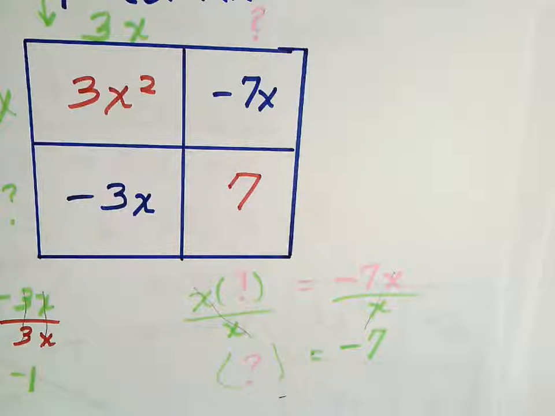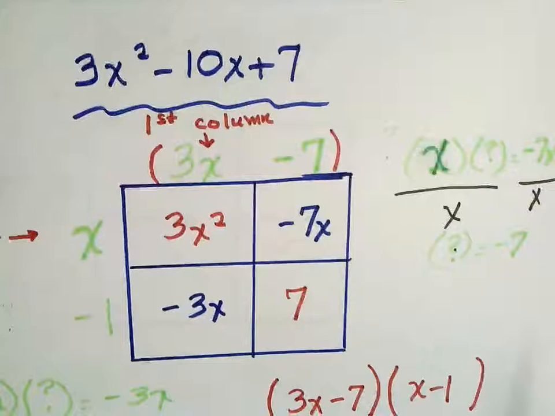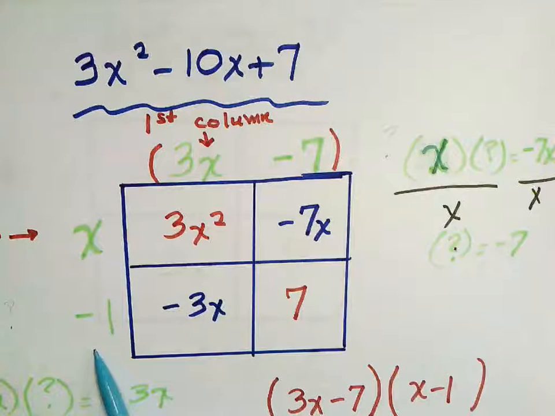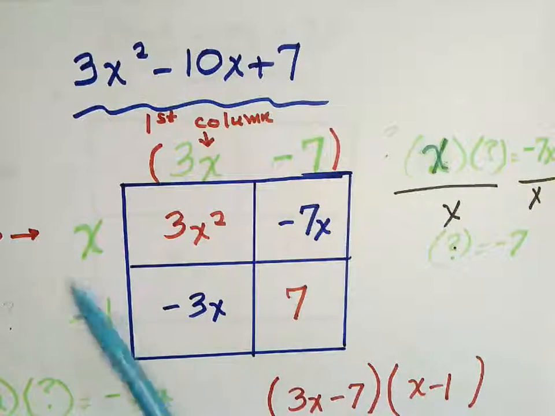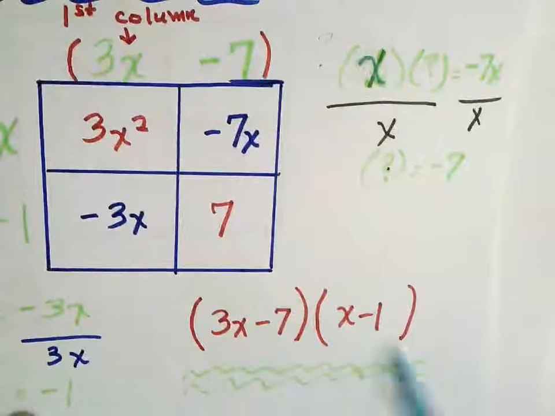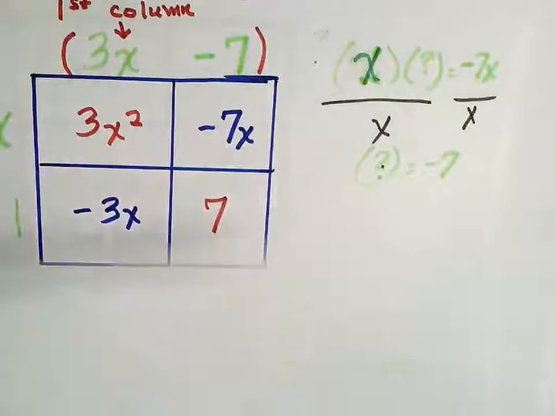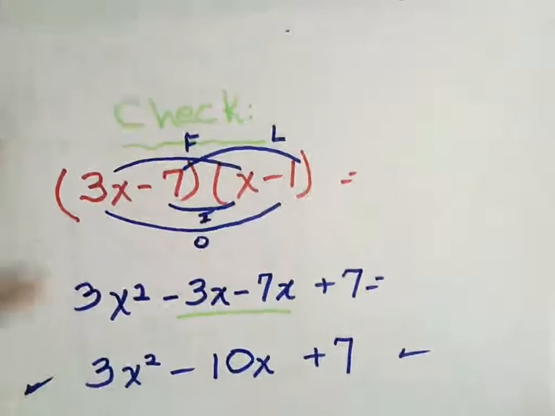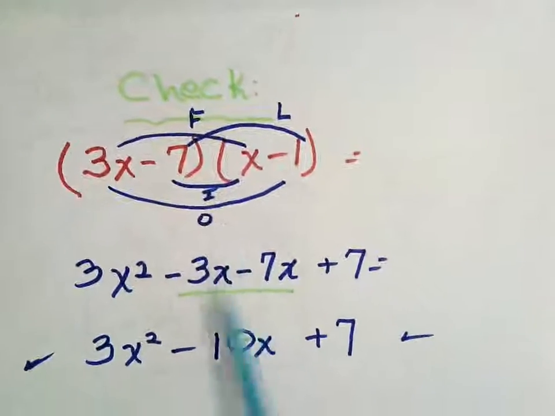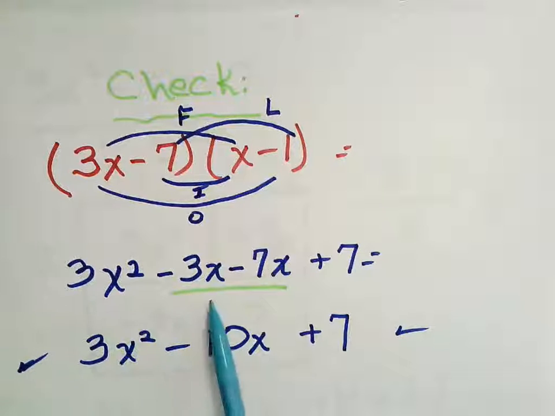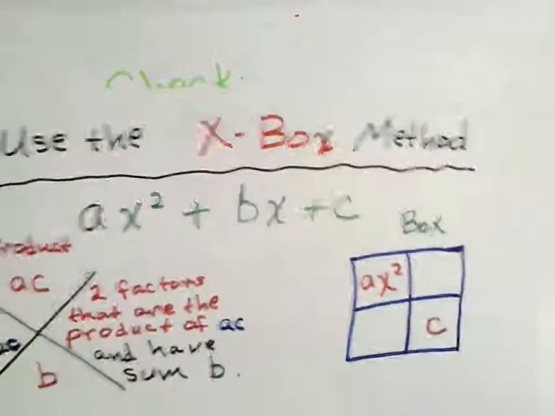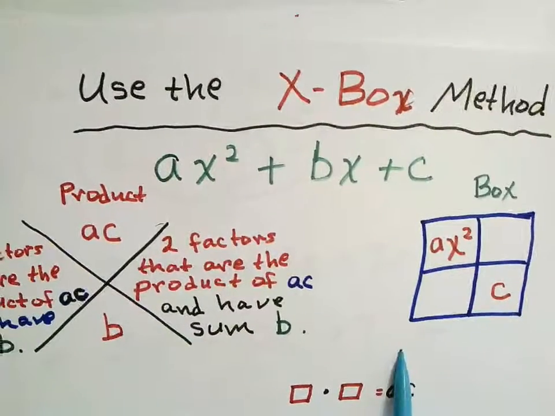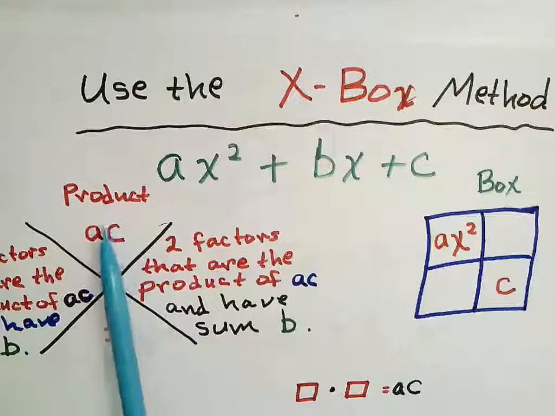So I'm going to put these in the places of the question marks. When I put them in the place of the question marks, you see I'm going to have an x minus 1 here. I'm going to have a 3x minus 7 here. And at the top, we have a binomial. On the side, we have the binomial. So this is our answer. And once we do this answer, we have to check this answer. When we check this, using our FOIL method, we will have the first, outer, inner, last terms, and it checks. So this was an example of the X box method, where again, in the X, we have the product of the AC.